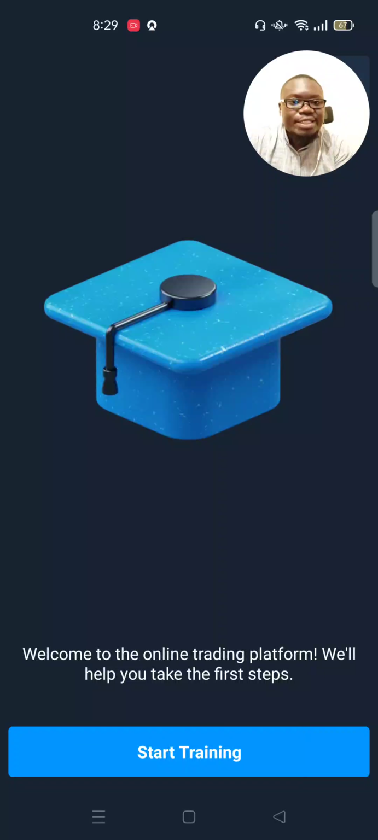So this is a trading tutorial for Olymp Trade. It is something that is available on your mobile app. If you have the Android app, it's available. If you have the iOS app, it's available. If you're trading from your laptop, it's also available.